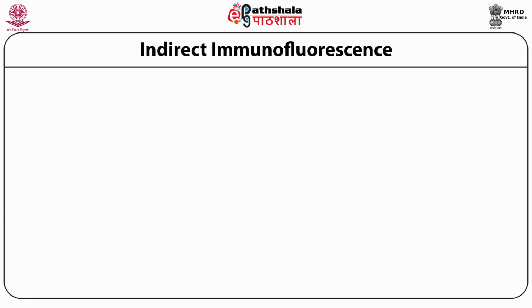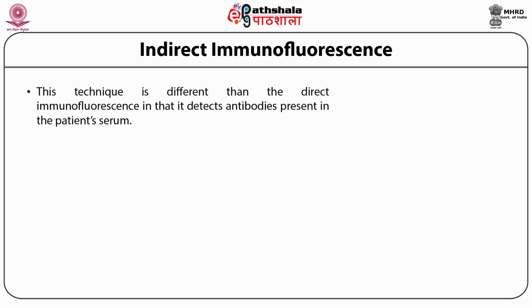We will now take up the indirect immunofluorescence. This technique is different from the direct immunofluorescence in that it detects the antibodies which are present in the patient's serum. This antibody is then raised in mouse and antigens on the smear are allowed to react with these specific unlabeled antibodies. The unbound antibodies are then washed off.